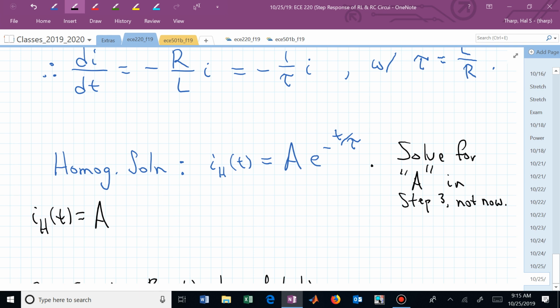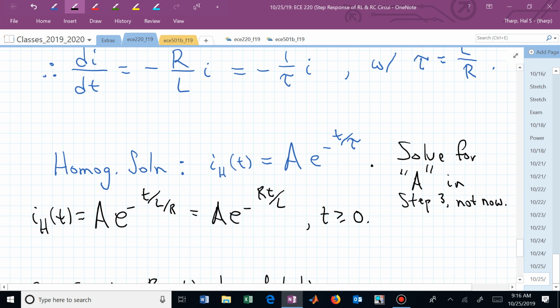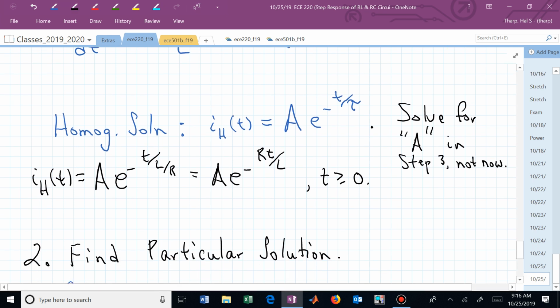We have A e to the minus t over tau, where tau was L over R, or you might see it then as e to the minus Rt over L. And our switch, we were turning that on at 0. In this case, then, our exponential behavior for the homogeneous is going to be valid for t greater than or equal to 0. We're done with step 1.